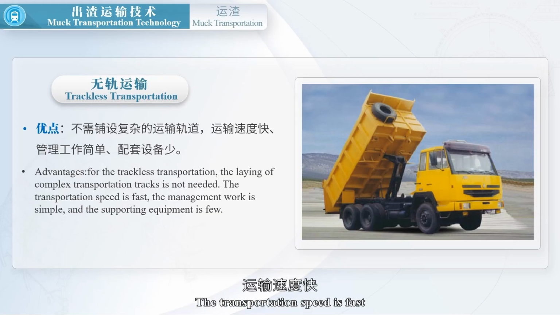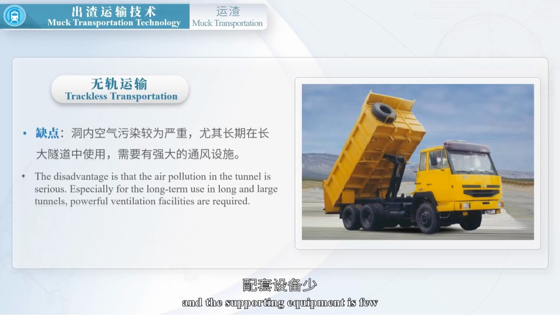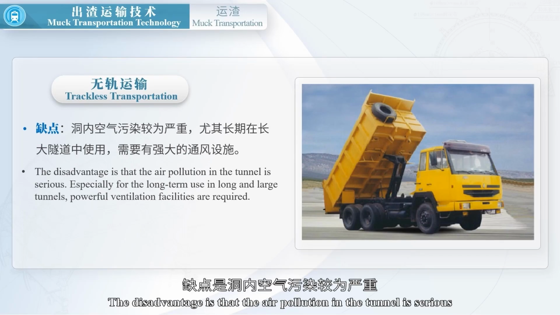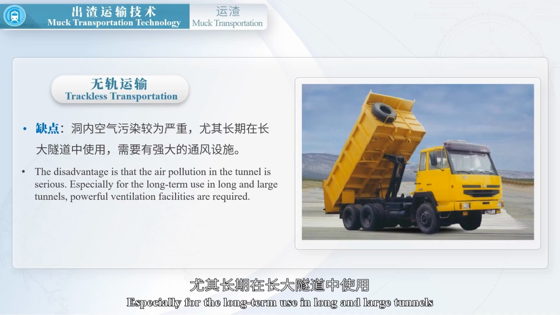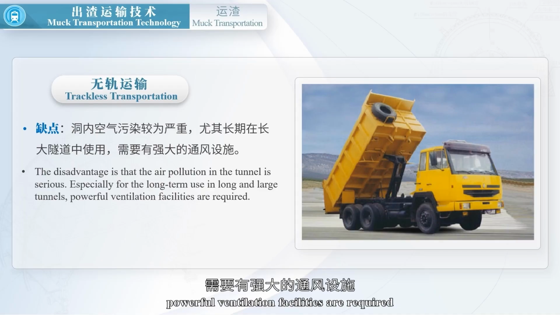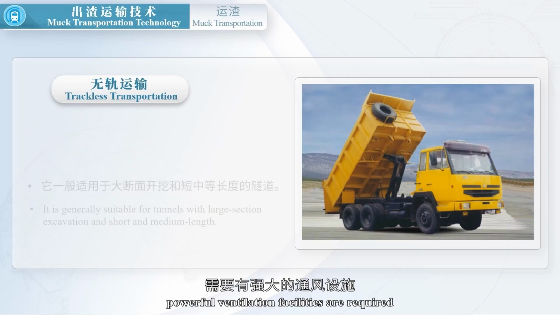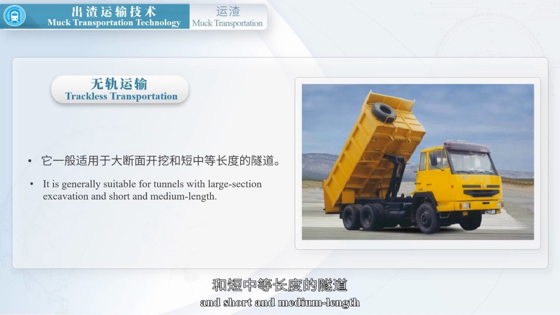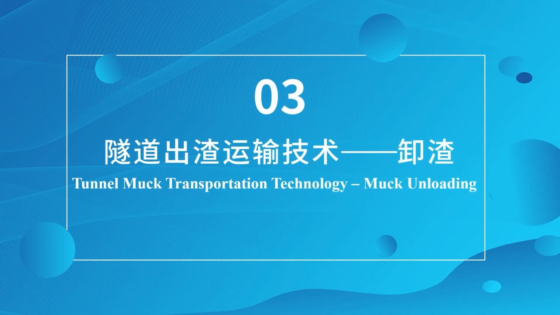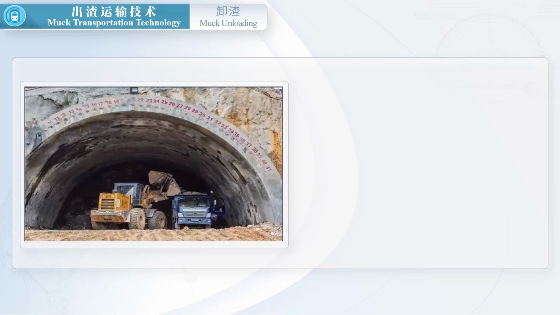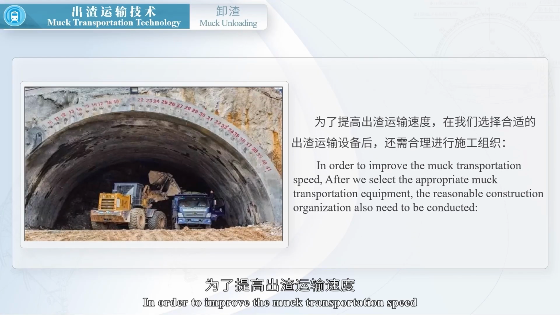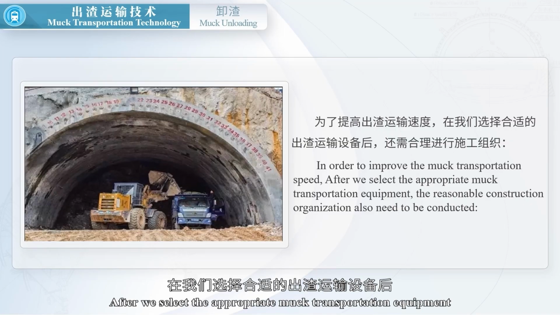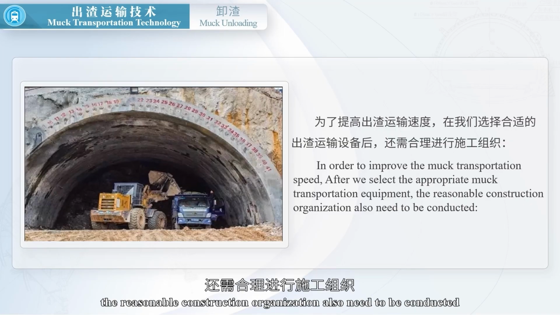For the trackless transportation, the laying of complex transportation tracks is not needed. The transportation speed is fast, the management work is simple, and the supporting equipment is few. The disadvantage is that the air pollution in the tunnel is serious. Especially for the long-term use in long and large tunnels, powerful ventilation facilities are required. It is generally suitable for tunnels with large section excavation and short and medium length. In order to improve the muck transportation speed, after we select the appropriate muck transportation equipment, the reasonable construction organization also need to be conducted.